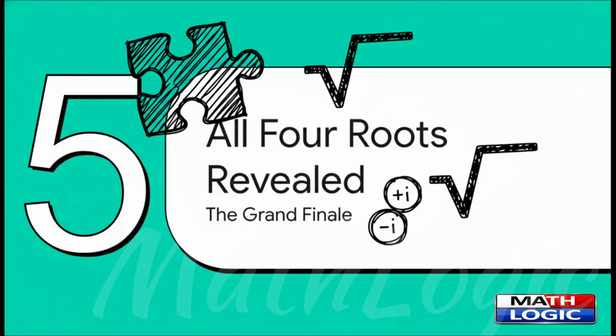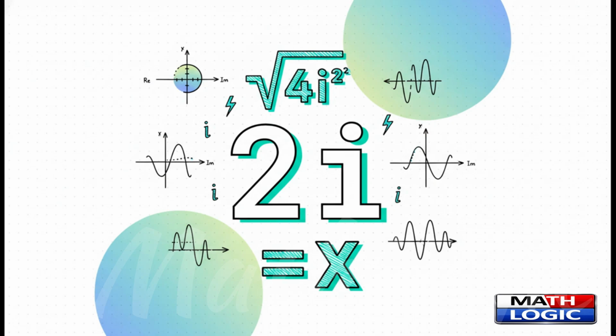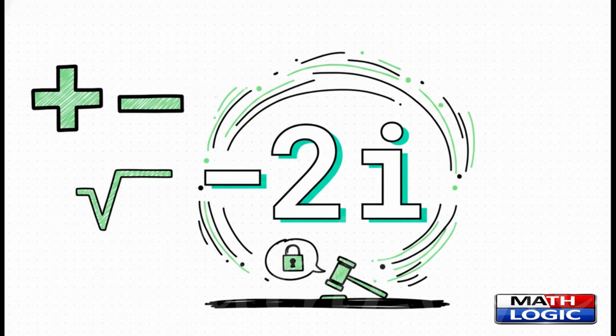Okay, with that final piece of the puzzle in place, we are ready for the grand finale. All we have to do now is take the square root of both sides, and we'll finally reveal those last 2 hidden solutions. So, when we take the square root of 4i squared, we get our third solution. The square root of 4 is 2, and the square root of i squared is just i. So solution number 3 is x equals 2i. And just like with real numbers, every square root has a positive and a negative answer. So our fourth and final solution is x equals negative 2i. And there we have it. The case is officially closed.